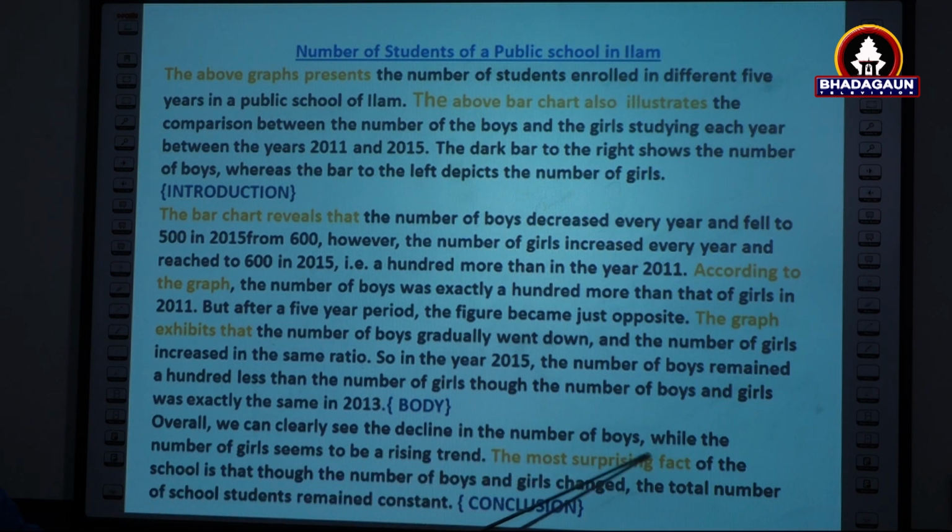The most surprising fact of the school is that though the number of boys and girls changes every year, the total number of school students remains constant, that is 1100. That was 1100 in 2011 and also it was 1100 in 2015 too.